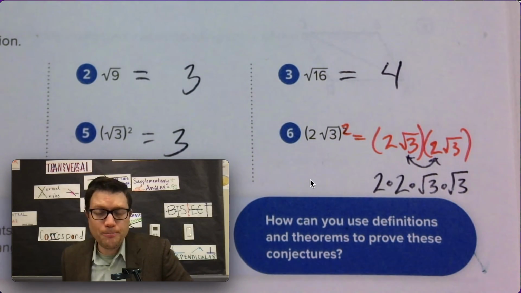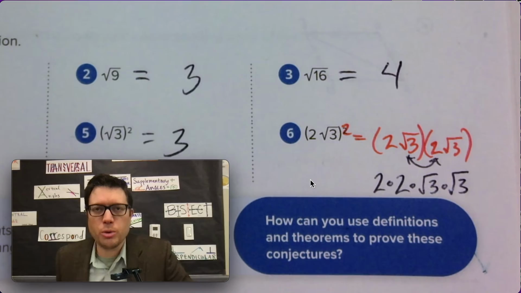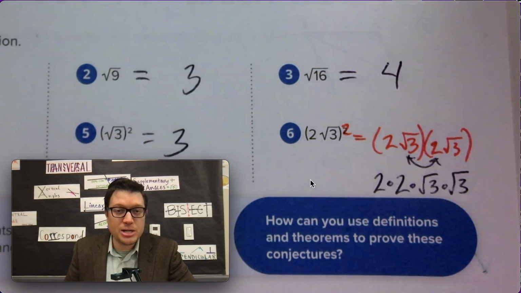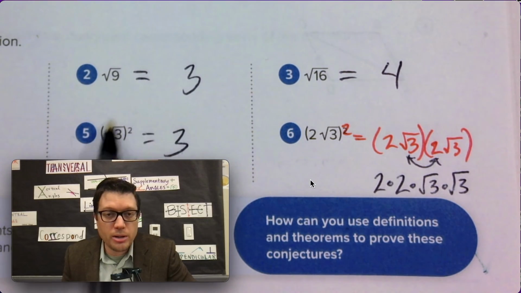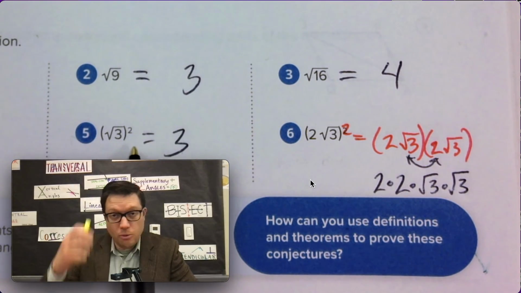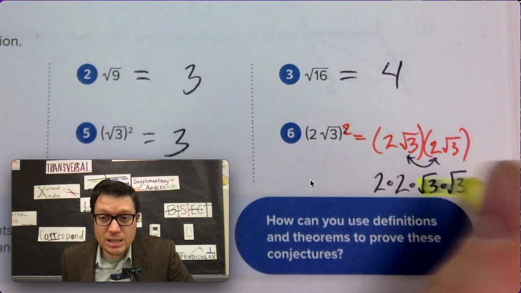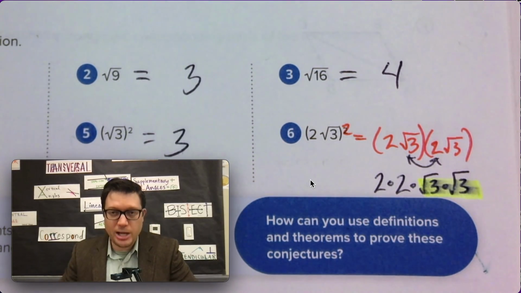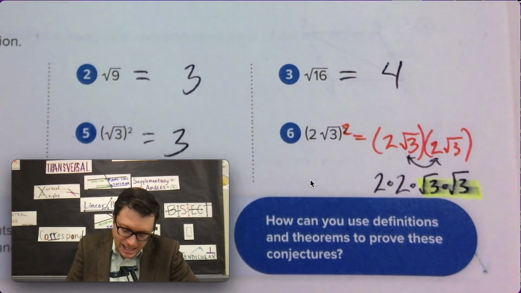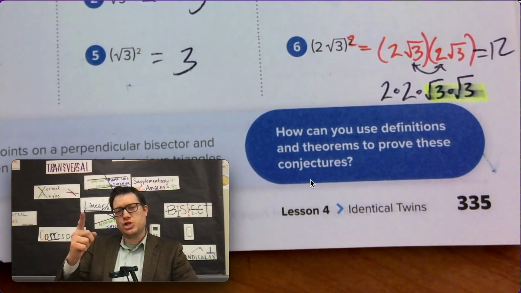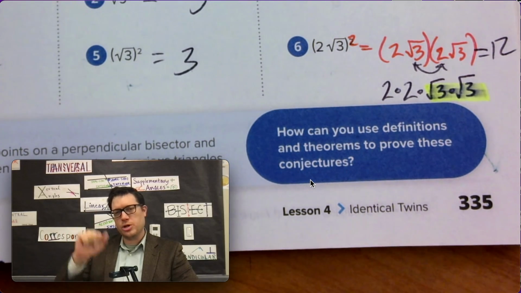2 times 2 is 4. Square root of 3 times square root of 3 is the same as square root 3 squared. So highlight for effect. That's a 3, right? Root 3 times root 3 is 3. So this is actually 12. Check it on Desmos if you want to. Shout out Desmos, amazing resource for you for your work.